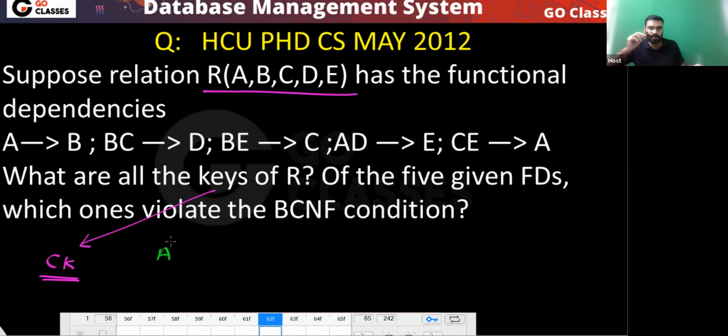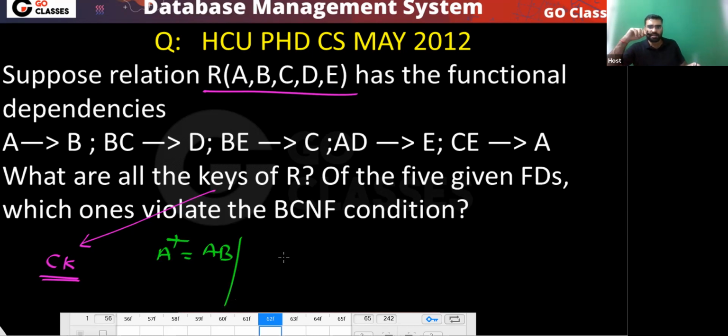So let's find out A plus, what A can determine. A plus will give you AB, that's it, nothing else. B plus cannot give you anything, C plus cannot give you anything, and D plus is also not useful. Only A can give you AB. Other things are not as useful.